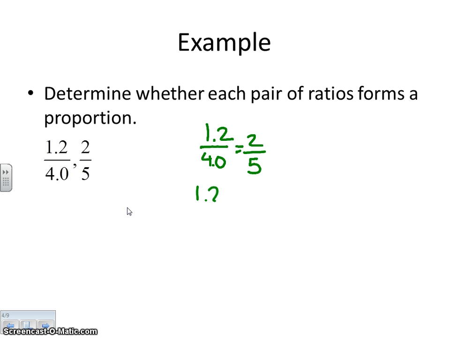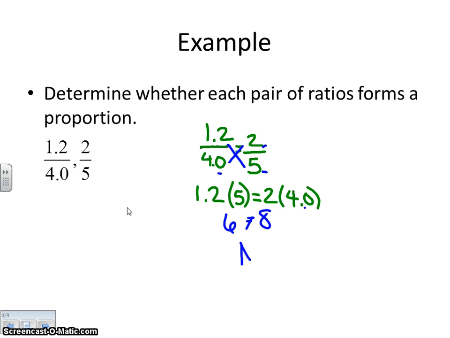So you should have 1.2 times 5 equals 2 times 4.0. How I found that was I did that cross product in order to get 1.2 times 5 and 4.0 times 2. Now, 1.2 times 5 is 6. And 2 times 4.0 is 8. Now, does 6 equal 8? No, it doesn't. So in this case, this is not a proportion. How we're looking for a proportion is that these numbers are going to be equal. If they don't, then it's not a proportion.